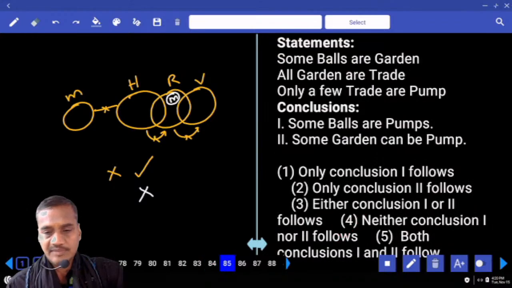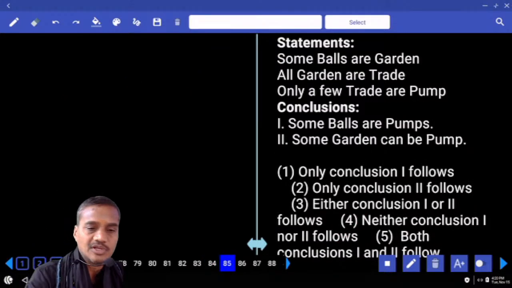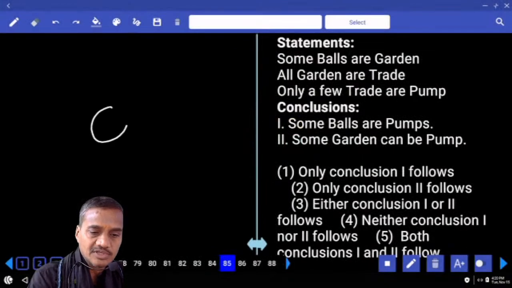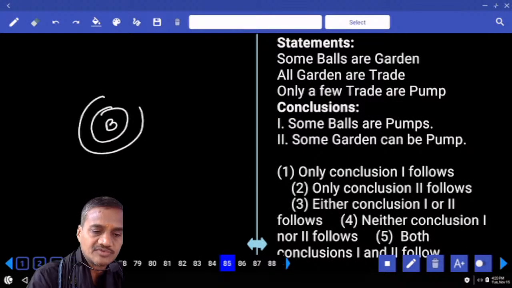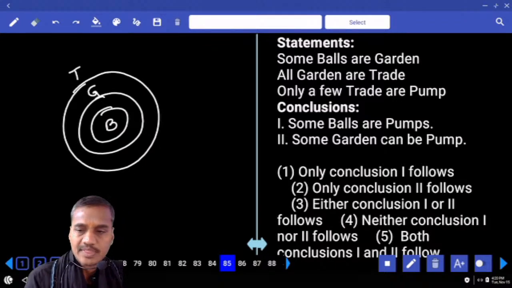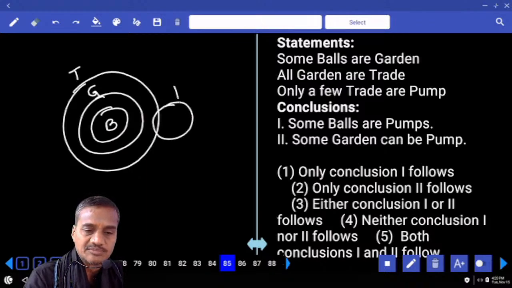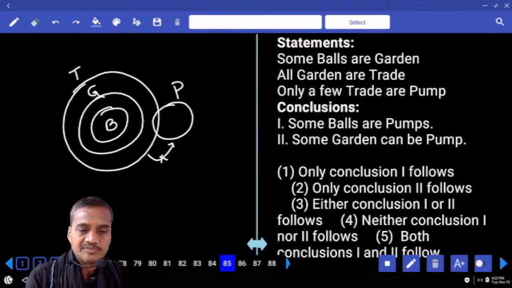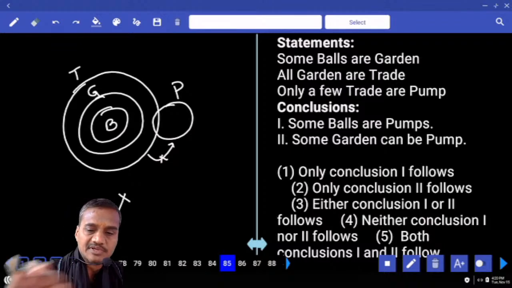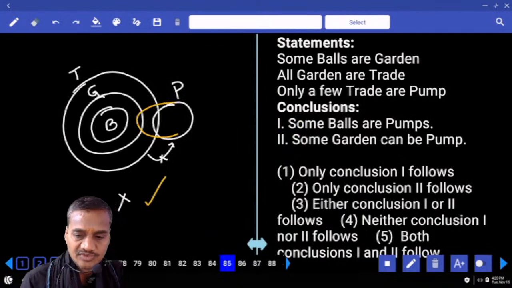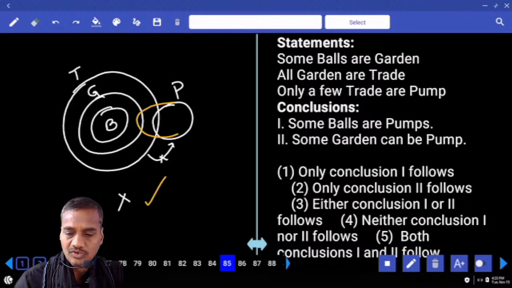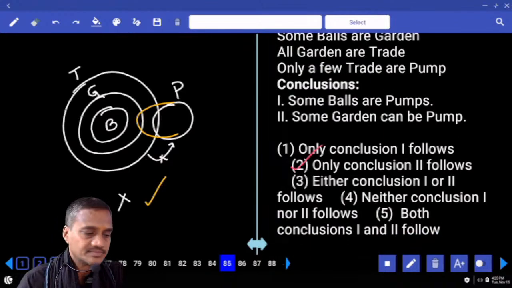Then coming to this 85, all these balls are garden. Now this entire balls is a part of what? Entire ball is a part of garden. And all these garden are trade. This entire garden is trade. And only a few trade are pump. Some trade are pump, but not all. Then first one, some balls are pumps, that is false. Some garden can be pump. Garden and pump can be intersected like this or not? Pump and garden can be intersected. And so what is your answer? Only 2 follows. Only 2, that is choice 2, question number 85.